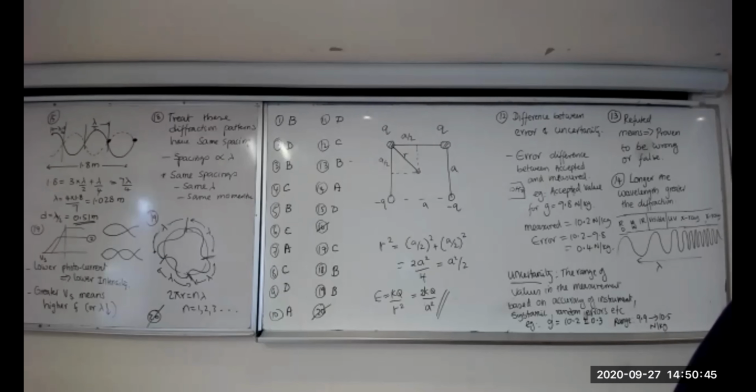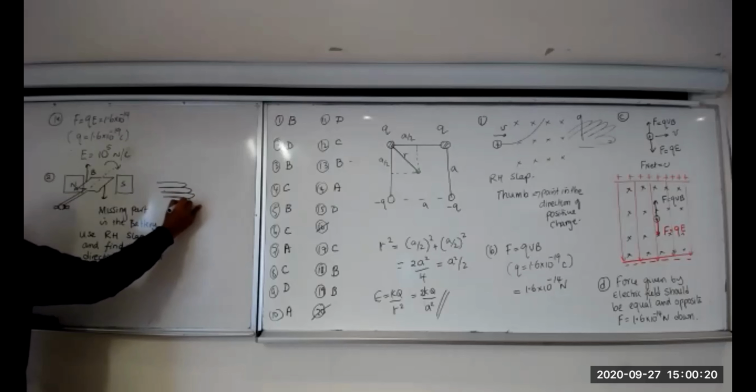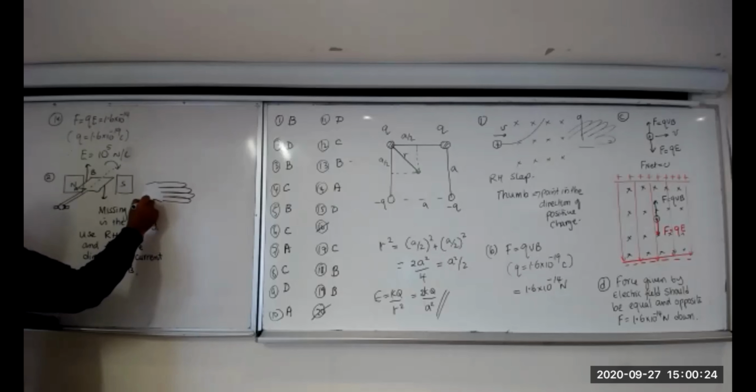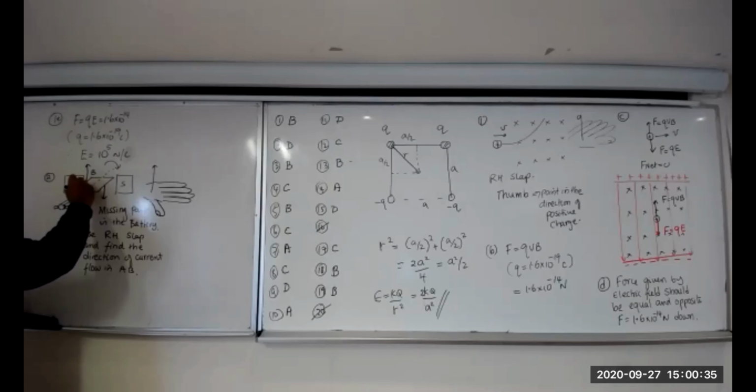They say the coil is rotating clockwise, so you have to use the right-hand slap rule. The magnetic field is north to south, so the magnetic field is like that way, and the force should be pointing up, and the palm should be pointing up. Then you can see the thumb is pointing like that way. The thumb should be pointing in that direction.